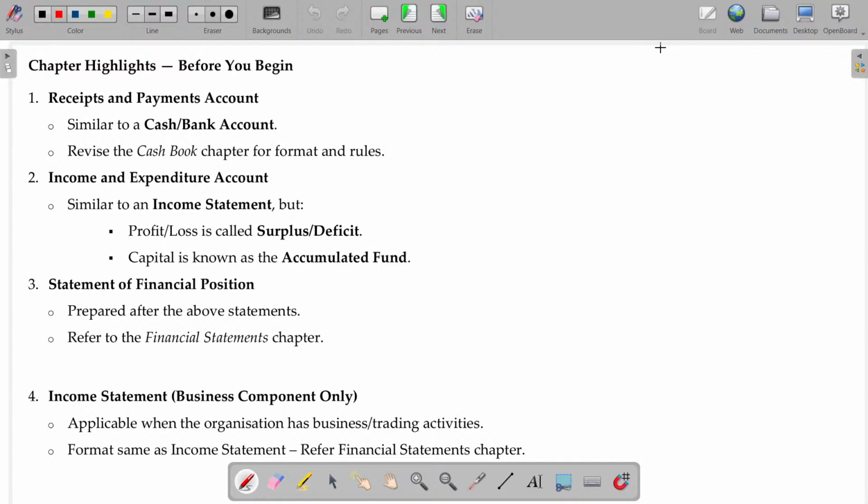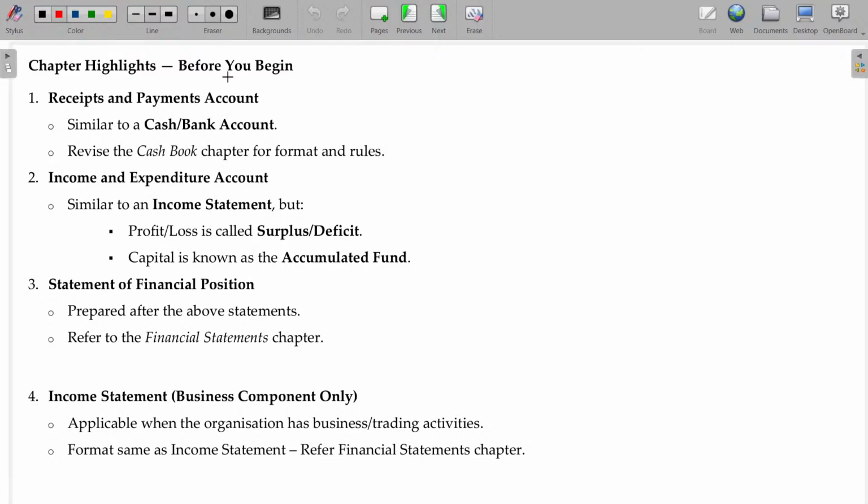So what content do you need to have mastered before you proceed in this chapter? Before you begin, you need to have knowledge of the receipts and payments account, which is similar to the cash and bank account, or the cash book you might have studied in your earlier chapters. So revise the cash book chapter ahead, especially the format and rules.